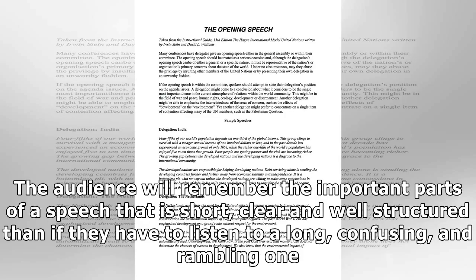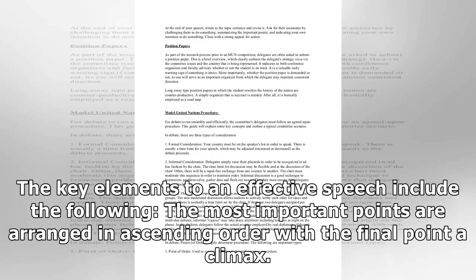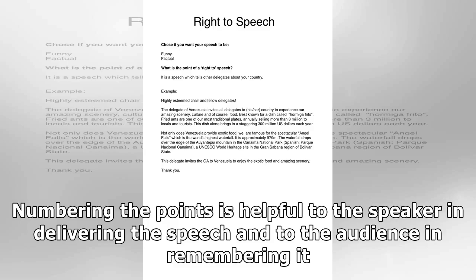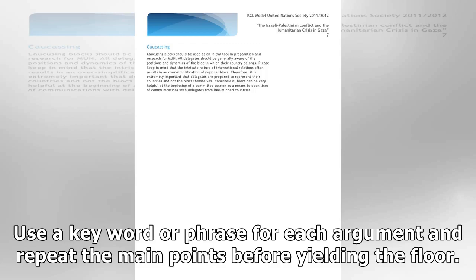The audience will remember the important parts of a speech that is short, clear and well-structured more than if they have to listen to a long, confusing, and rambling one. The key elements to an effective speech include the following. The most important points are arranged in ascending order with the final point to climax. Numbering the points is helpful to the speaker in delivering the speech and to the audience in remembering it. Use a keyword or phrase for each argument and repeat the main points before yielding the floor.